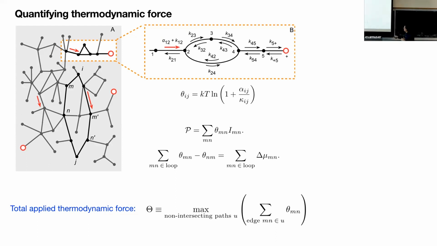Okay, so the capital theta is a measure of the total thermodynamic force, and it's synonymous with how, using the affinity measure, the total affinity is usually characterized as the maximum of the sum of delta mu along any cycle. Okay, so that's the quantification of applied thermodynamic force, like how you're going to drive the thing.